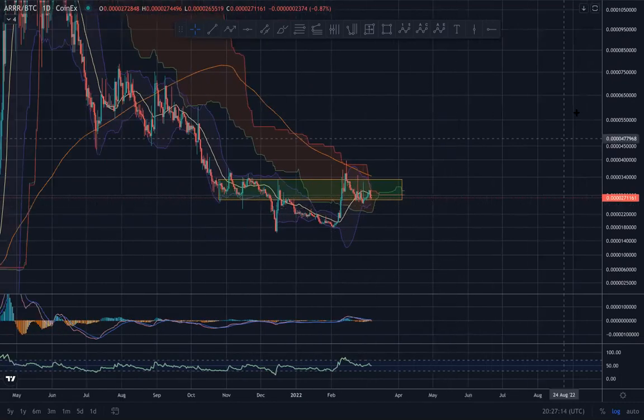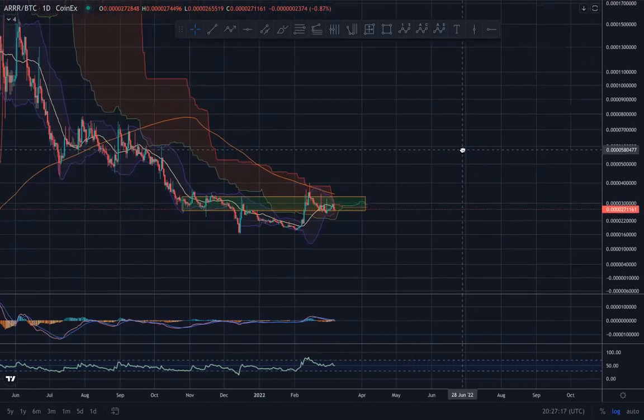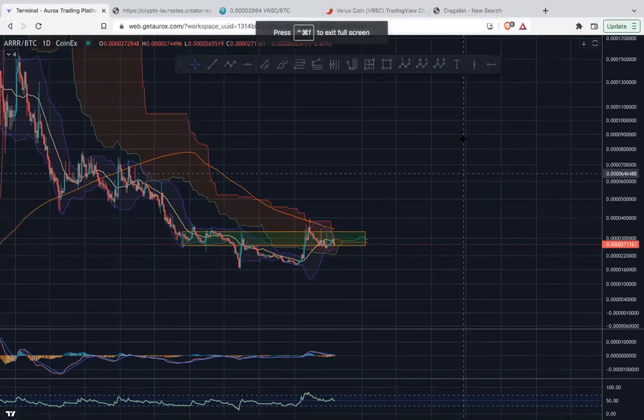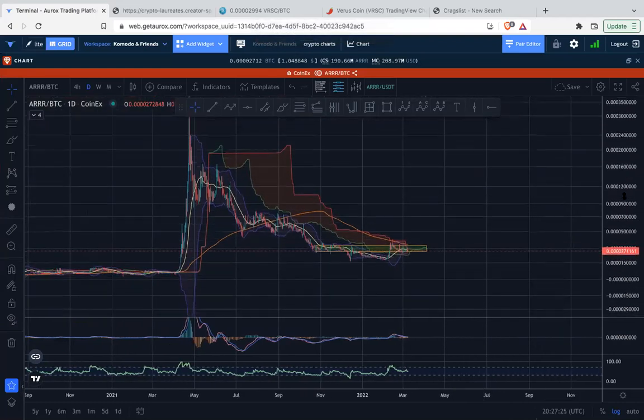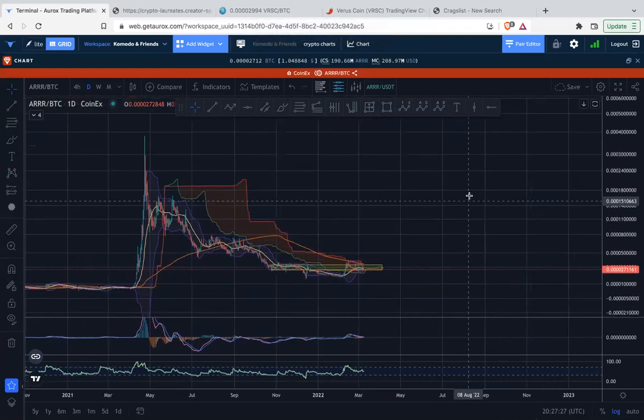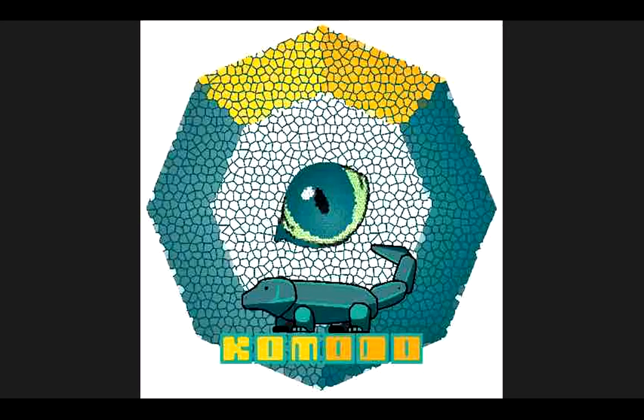And I would like to close it out here. I don't have much else to say. Wishing everyone very well. Yeah, Pirate Chain price chart on the daily, looking good. Why not, huh?